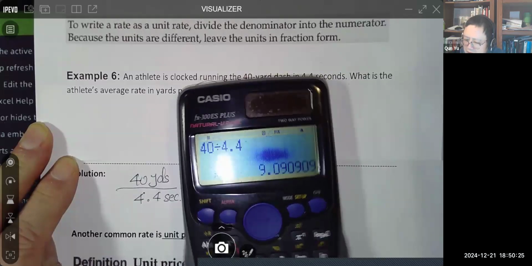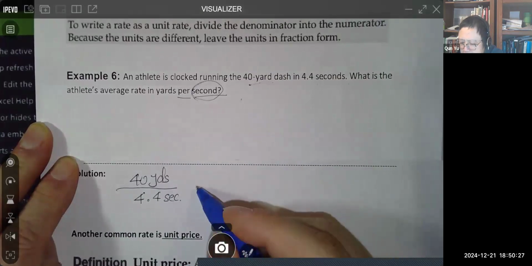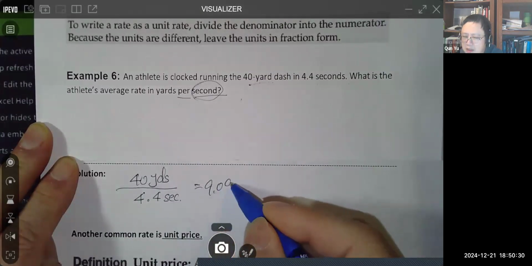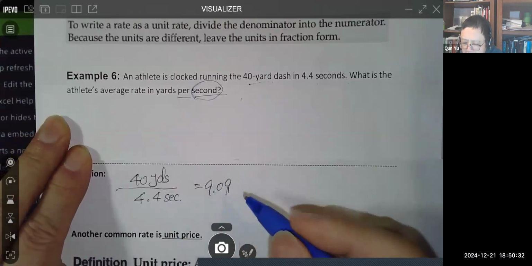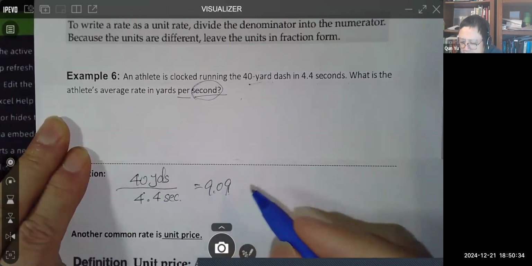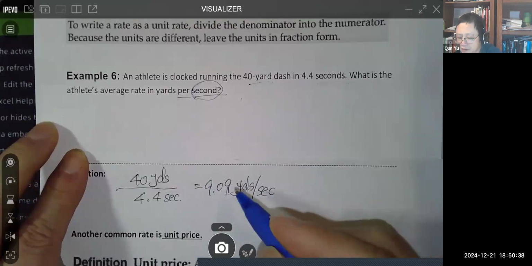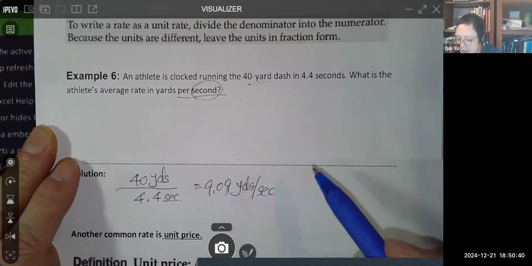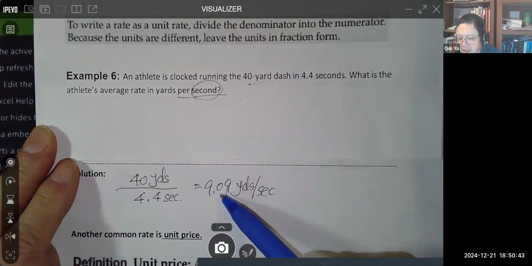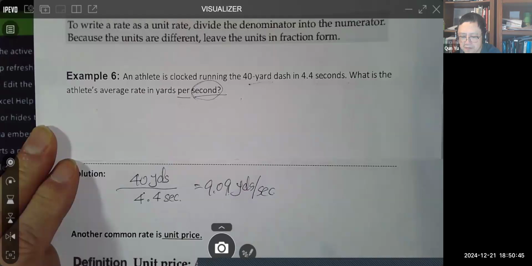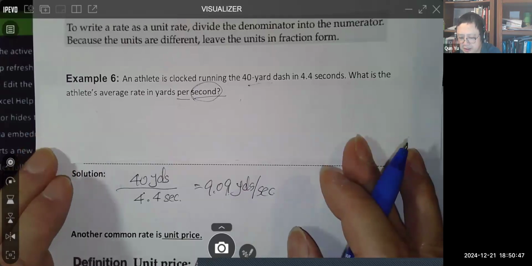9.09. If we take 2 decimal digits, when you do your homework, depend on the requirement. But for now, let's just take 2 decimal digits. This is the yards, this is per second. So this is how fast that person runs, right? 9.09 yards per second. That's the unit rate.